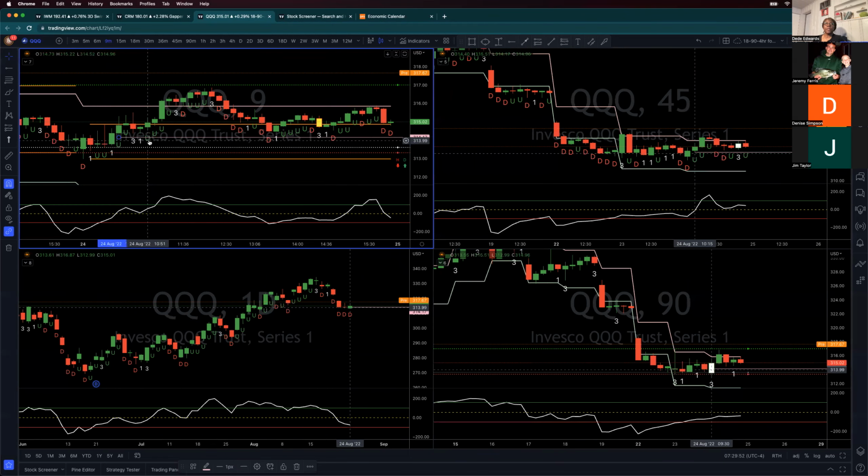All right, you had another opportunity here after the 90-minute flip, which was here. You had an outside bar, inside bar, 2 up, your 90-minute flip, 2 up continuation, price crossed above your 100 on the 9-minute, and barely right here, it started to cross over here on the 45.